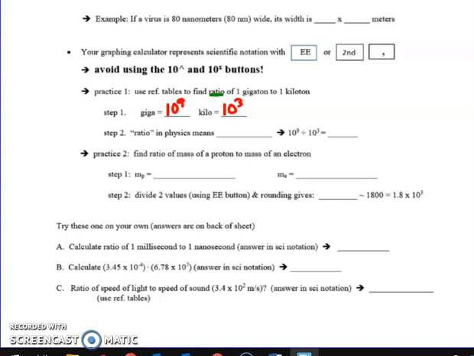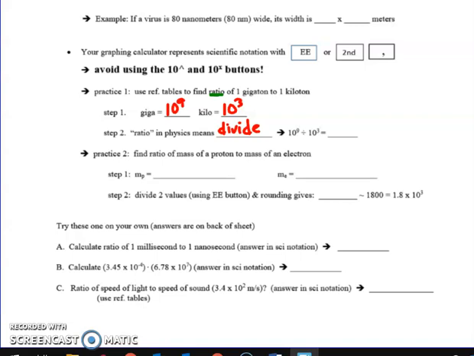Ratio in physics means divide. All we want is the quotient. We don't need to write 2 to 1. We're not interested in that. We just want to know, when you take those two numbers and divide them, what do we get? So 10 to the 9th divided by 10 to the 3.